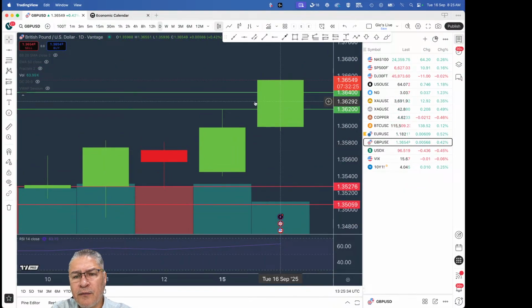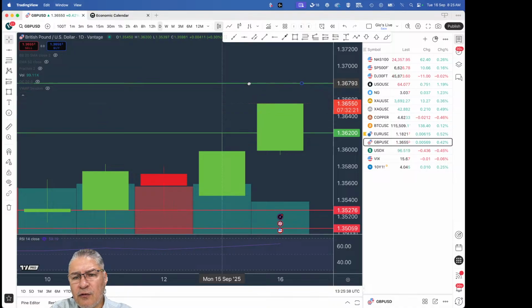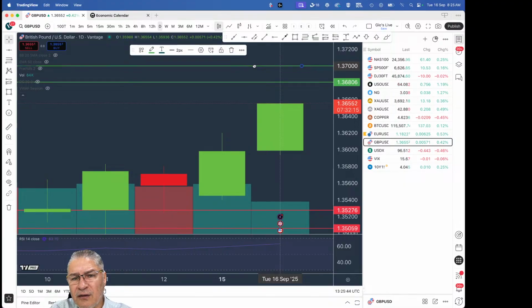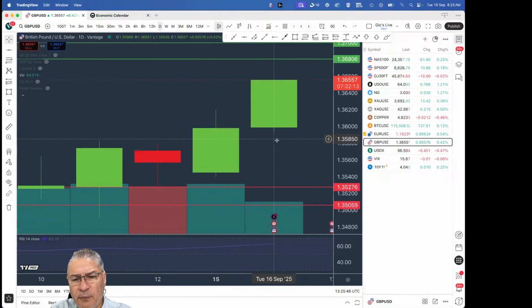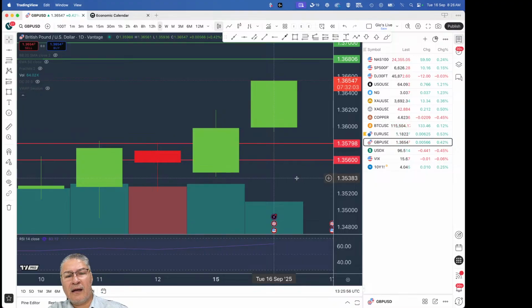Look at the pound, 137. I'm going to use 136,800 initially, and then 137, that psychological value for the pound to reach. It could do a pullback, so let's see what will happen. Also, we understand that the BOE is going to be talking about interest rates.